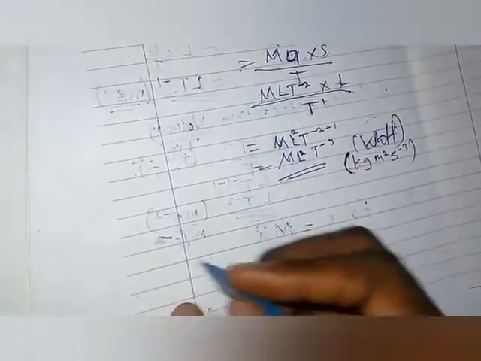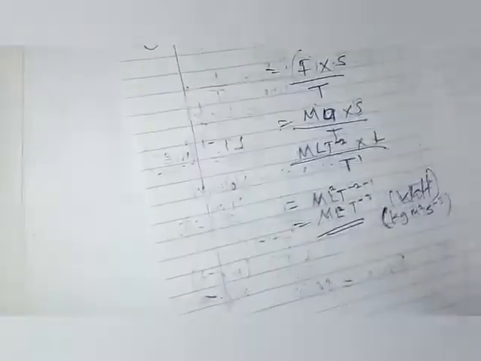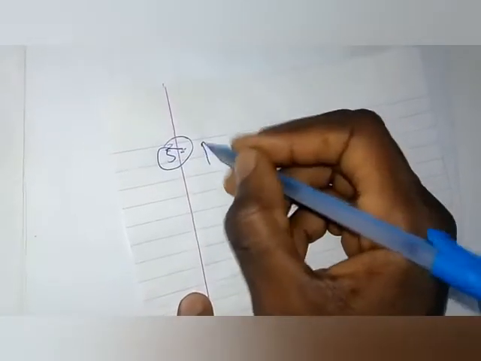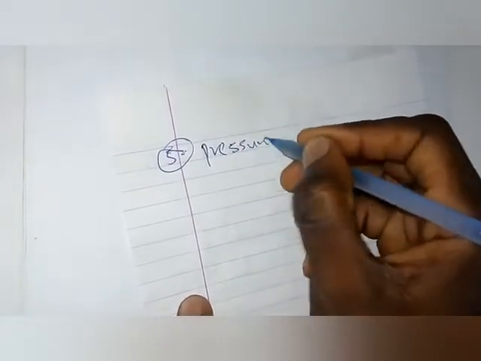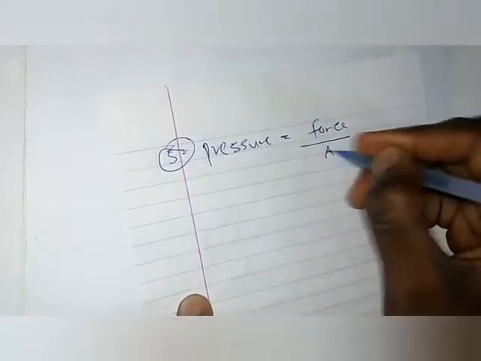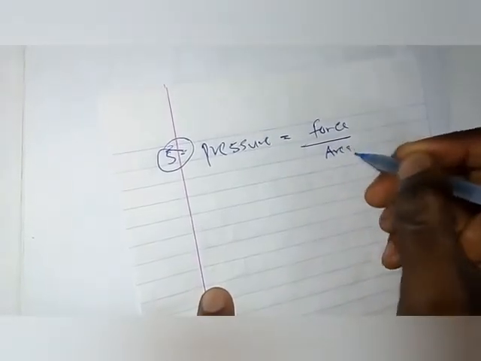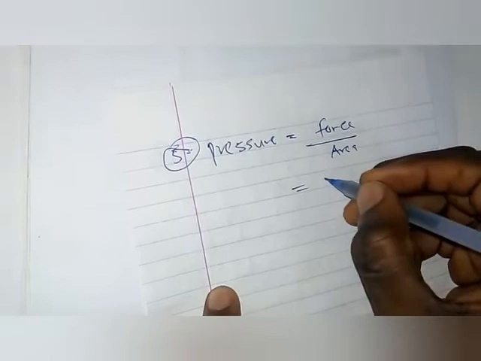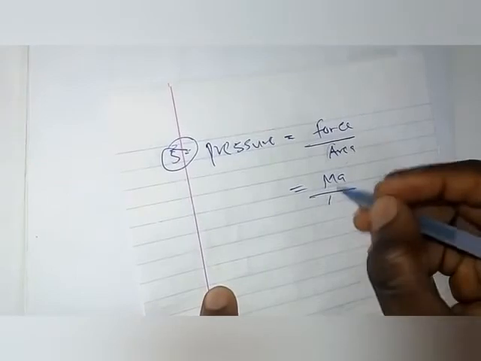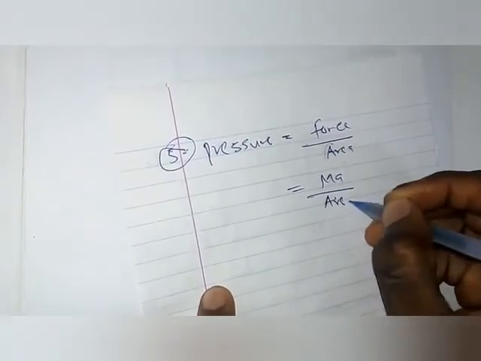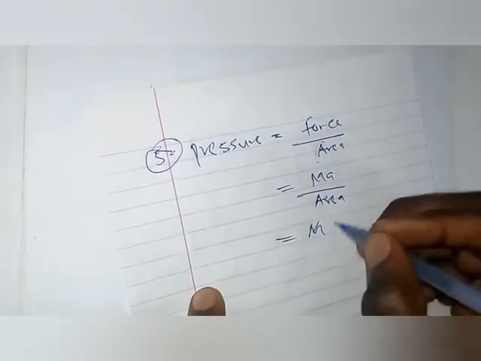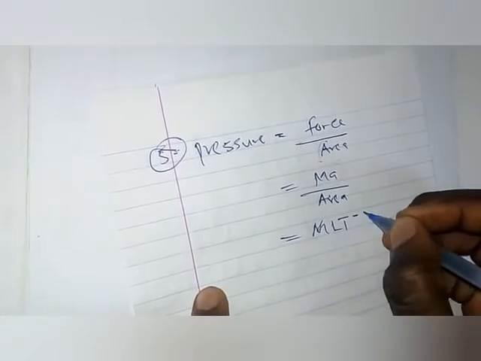So we have another one with me here, which is pressure. We call it number 5, pressure. Pressure is force over area. So the dimension for force is, let's say the formula is ma, then over area again. The dimension for force is m multiplied by acceleration, L T to the power of minus 2.